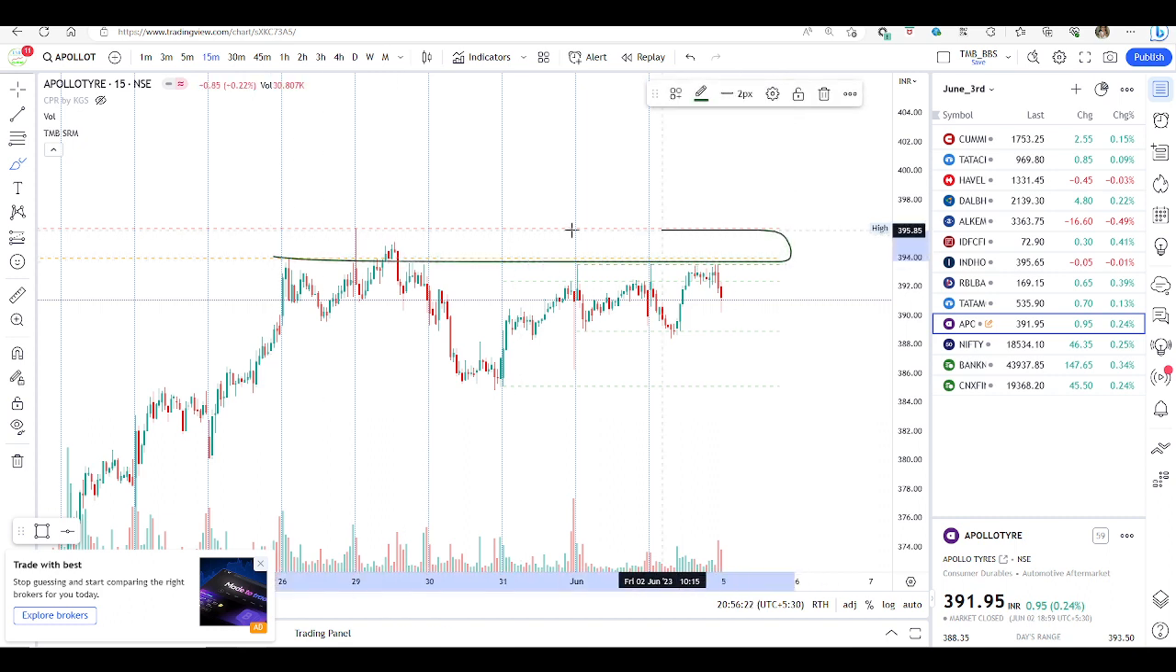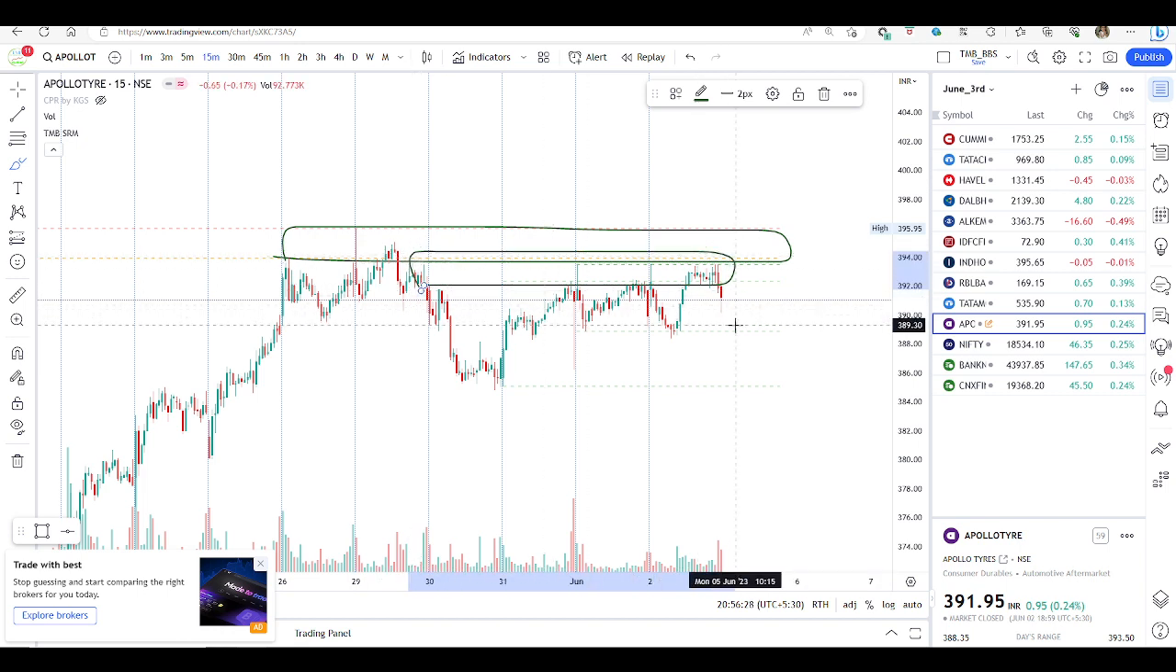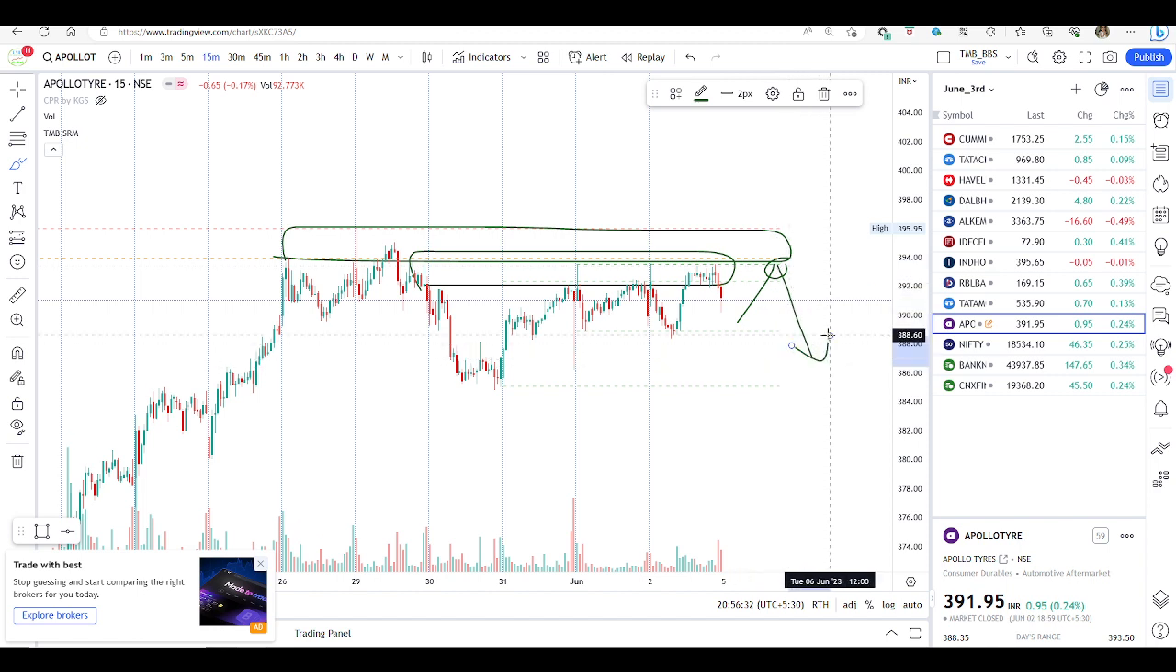See the resistance. Okay, this is the biggest resistance. So if this opens in this range, definitely I will go for the short in this. Okay, this is the Apollo Tyres.